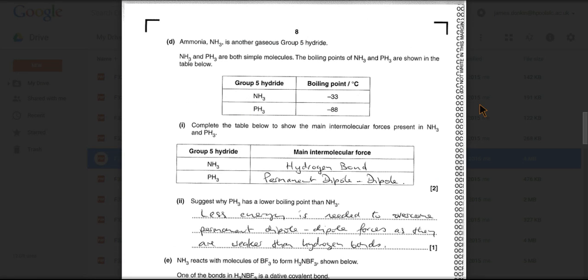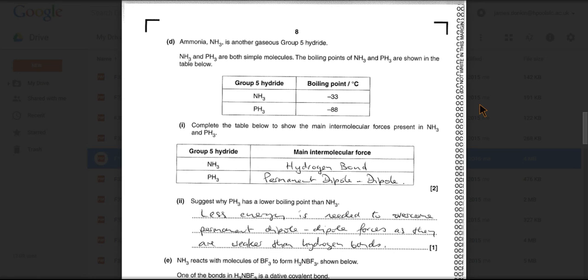The question takes a bit of a change in direction now. It's going into bonding and intermolecular forces and the like. So we're given some information about NH3 and PH3. We're told they're both simple molecules, and there's the boiling point in the table.